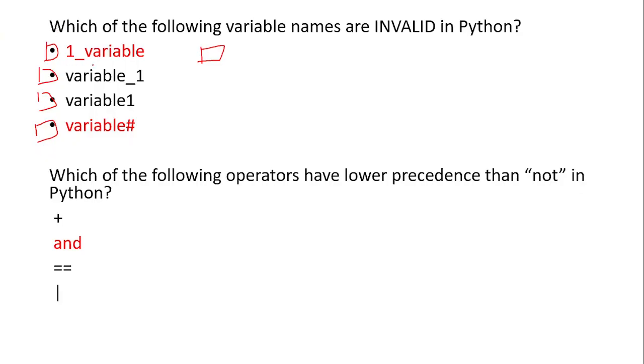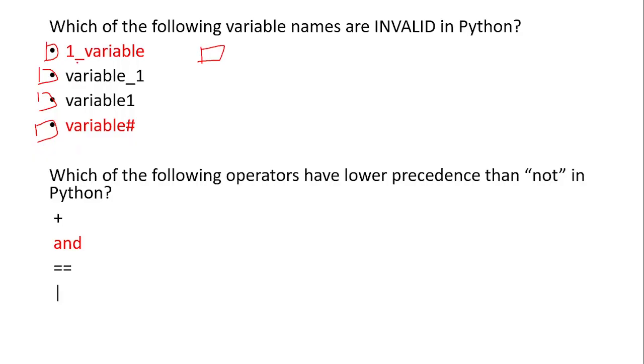And here, if you see, the question is which of the following variable names are invalid. As we discussed, one starting with a digit is invalid. Variable underscore one is allowed, variable one is also allowed, and variable slash, or any other special character other than underscore, is not allowed. So these are the invalid ones. Both are incorrect. You need to click both boxes, then only you will get one point.